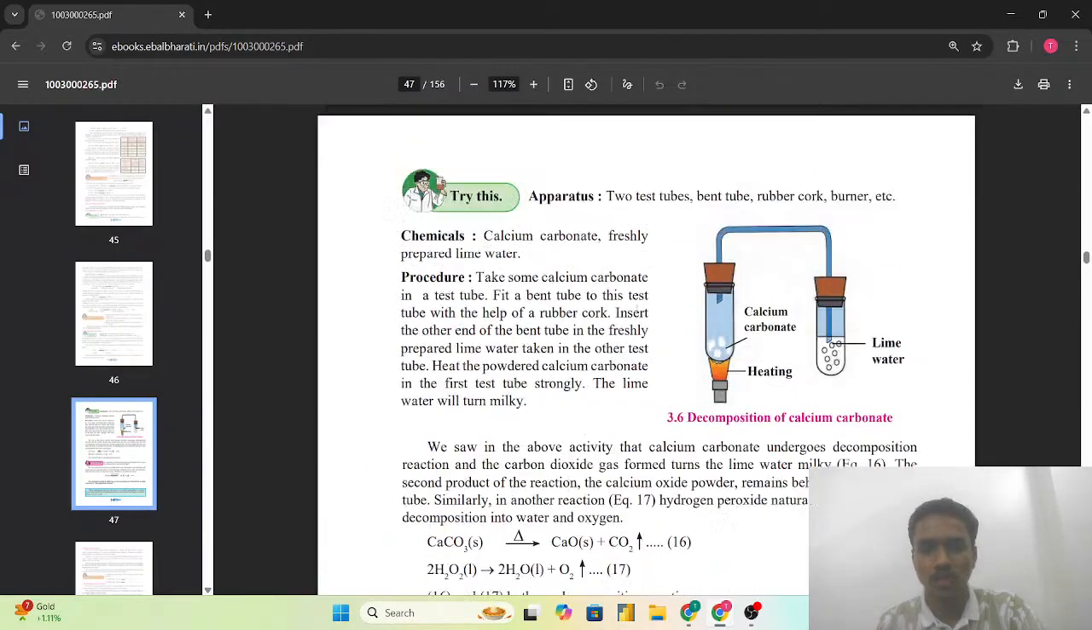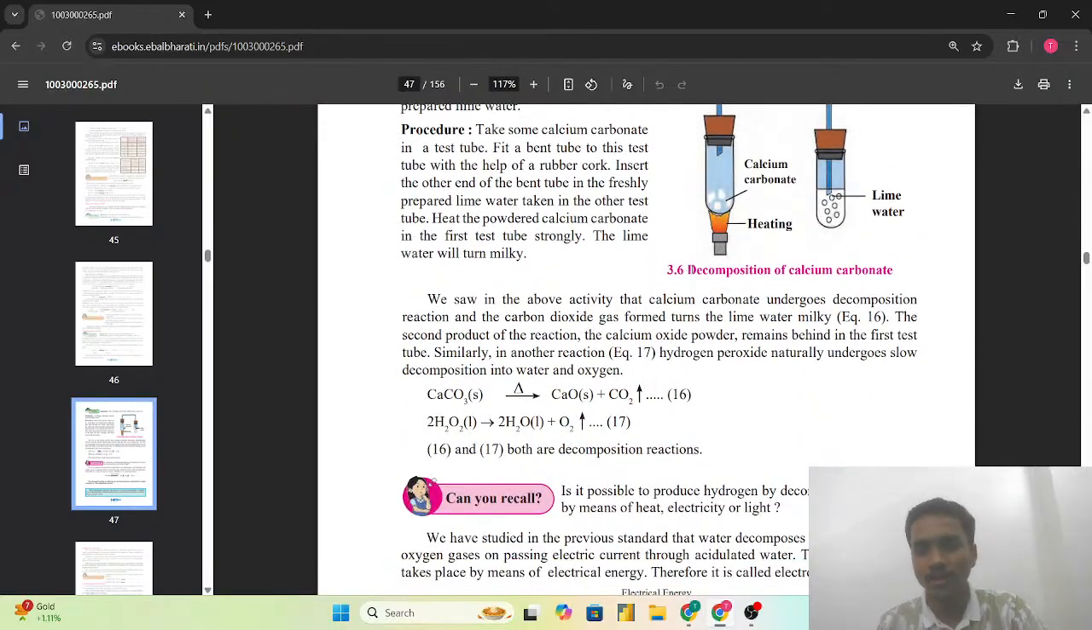We have also seen the experiment of the decomposition of calcium carbonate. We take calcium carbonate, CaCO3, and when it is heated, it forms calcium oxide, which is in the solid state, and carbon dioxide gas is released. Another decomposition reaction is that of hydrogen peroxide, H2O2, which at room temperature decomposes into two products: two molecules of water and oxygen gas is released.